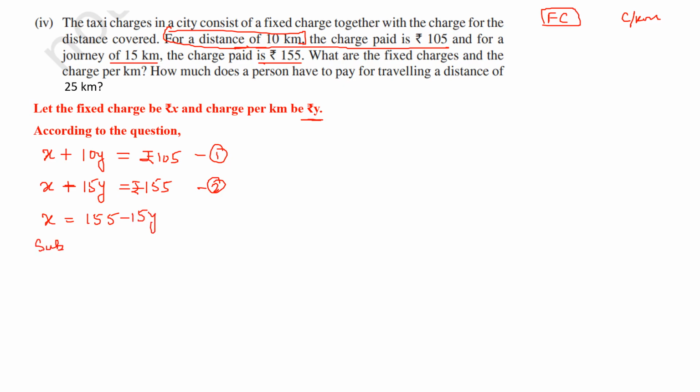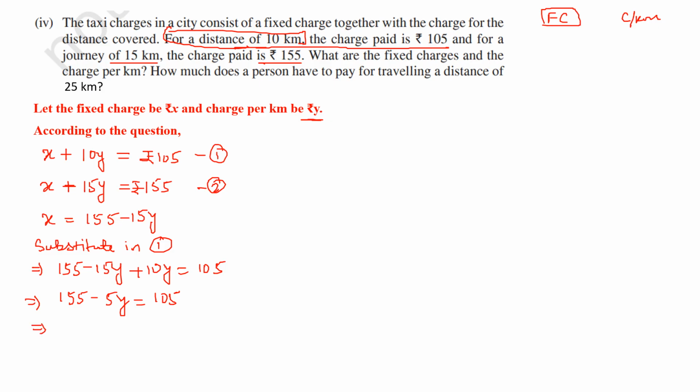Now let's substitute the value of x in equation 1. So it will be 155 minus 15y plus 10y equal to 105. So 155 minus 5y equal to 105. So it will be 155 minus 105 equal to 5y rupees. From here I will get the value of 5y is equal to 50 rupees. So y is 50 divided by 5, which is 10 rupees.